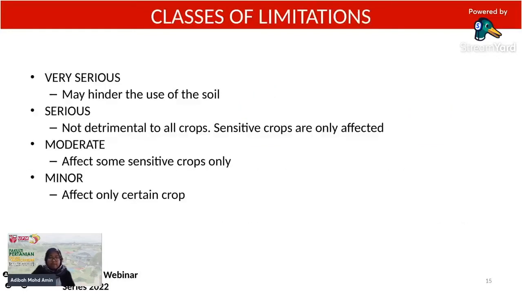Okay, the classes or levels of limitation can be divided into four: very serious, serious, moderate, and minor. For very serious, it may hinder the use of the soil, so it cannot be used. For serious, it's not detrimental to all crops, only sensitive crops are affected. For moderate, it affects only some sensitive crops, and for minor level, it affects only certain crops.